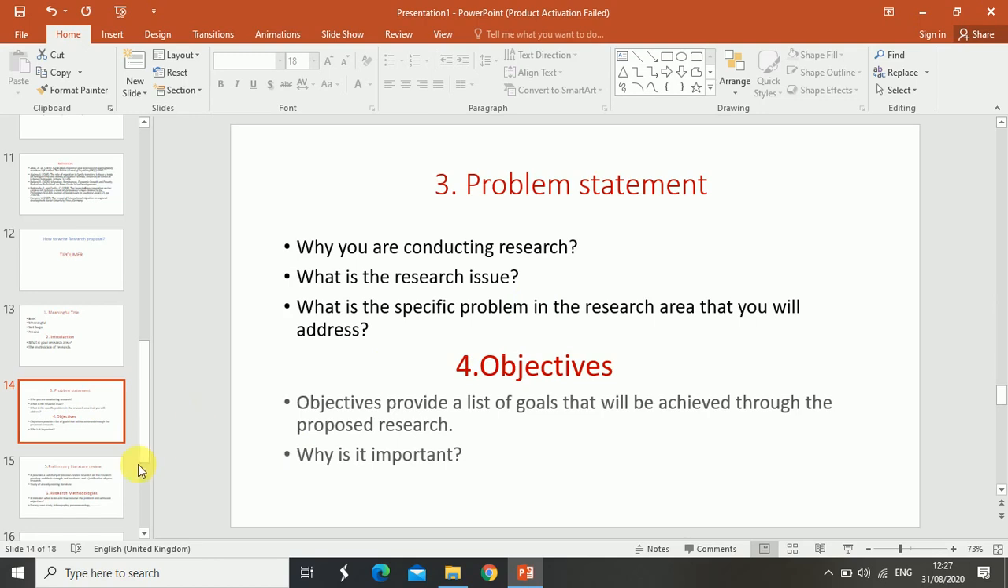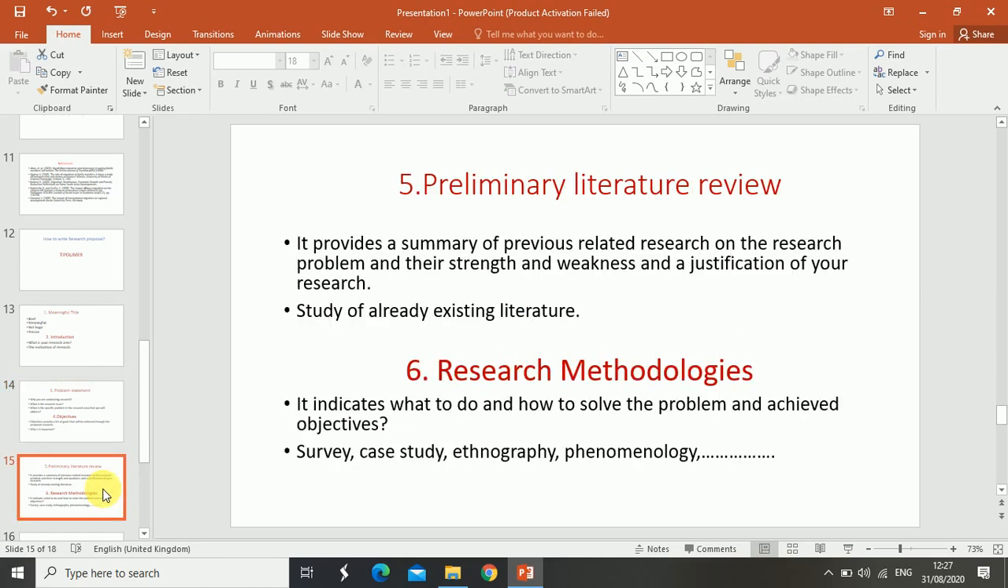And then you go to objectives. Why is it important? You need to find some objectives; without them, we cannot complete the research. And then number five, the preliminary literature review. You need to find the gap in the literature. You need to study the already existing literature. A literature review provides a summary of previous research related to your research problem, its strengths and weaknesses, and you justify your research also. This is how we lead our research.